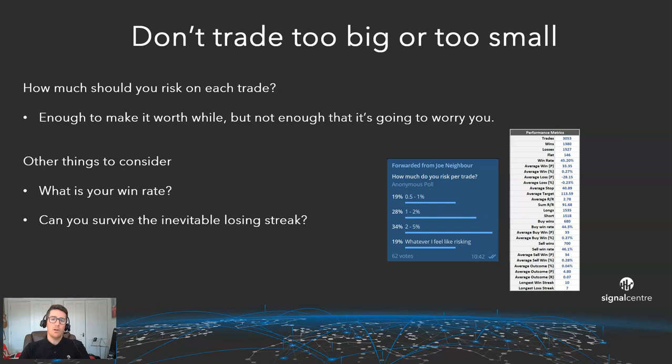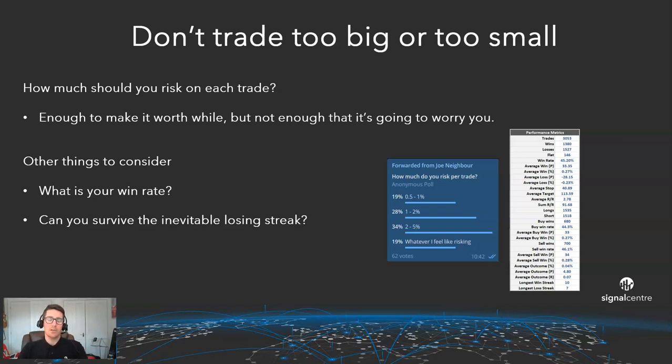Now, why would it worry you? Well, if you're risking a high percentage of your account on any one particular trade, how is it going to make you feel if it starts heading towards your stop loss? If you're risking 5% of your trade on one particular setup, when you get to being 4% offside of your account, how is that going to make you feel? Is it going to make you start making irrational decisions? Is it going to make you start moving the stop loss because you're fearing taking a loss in that particular trade?